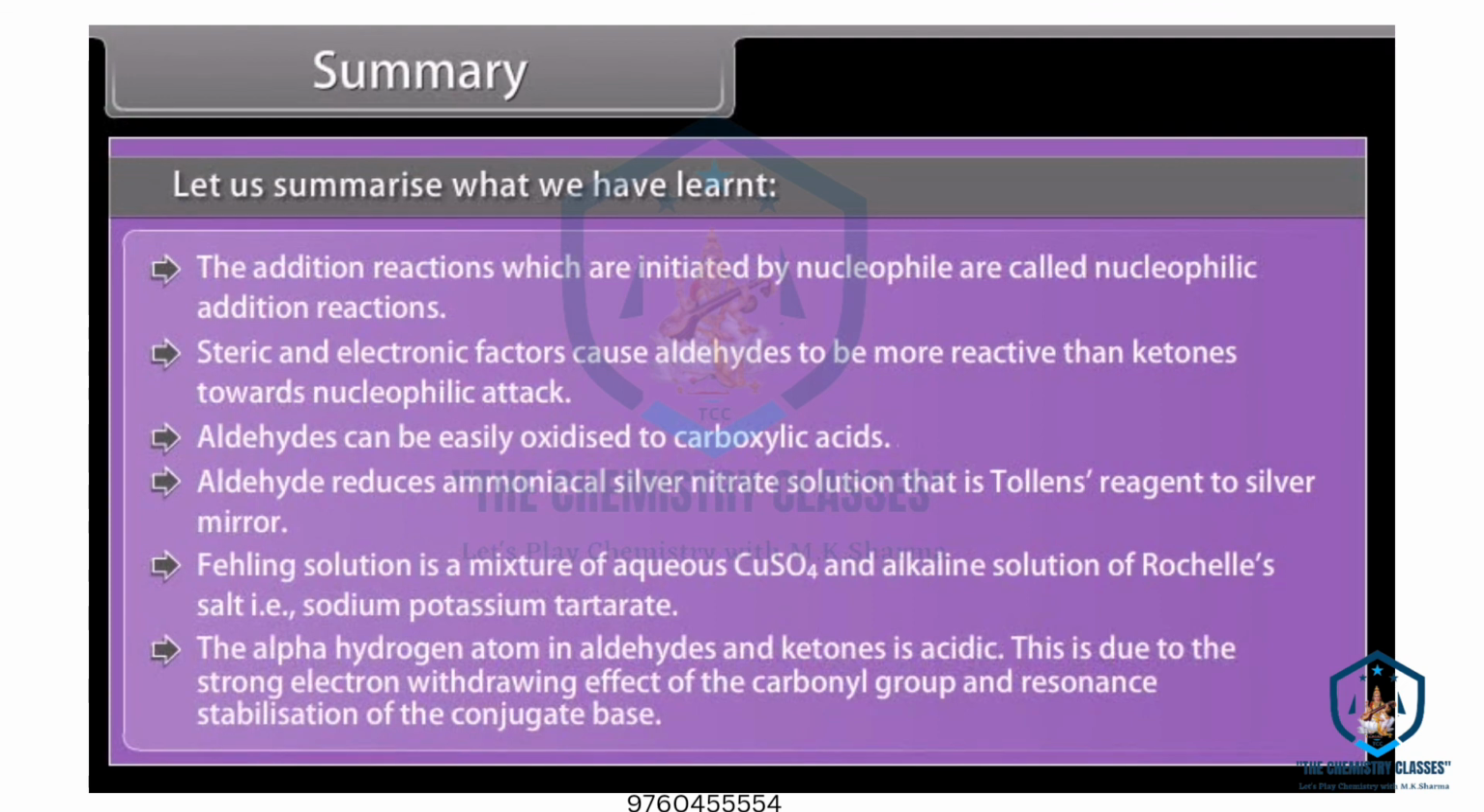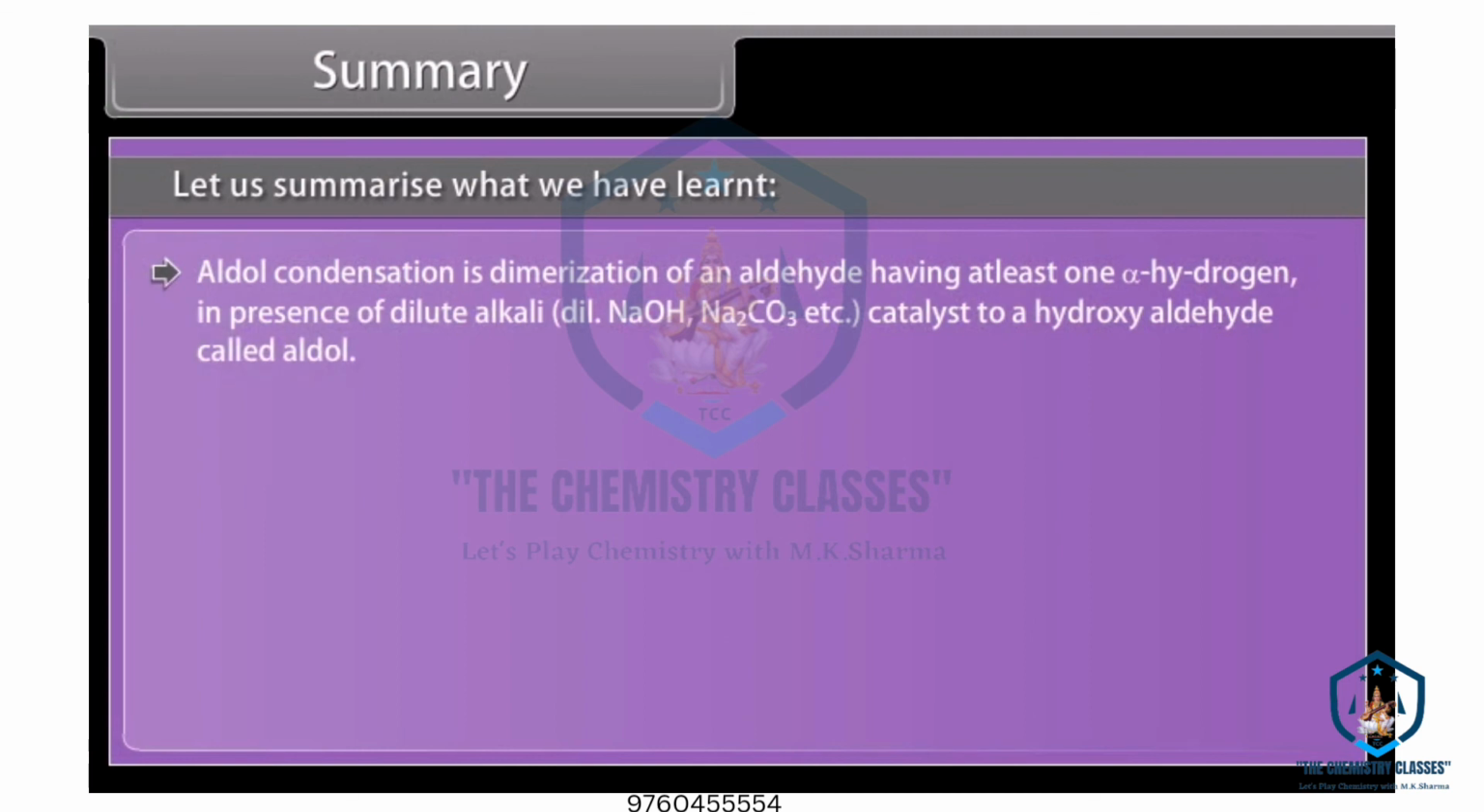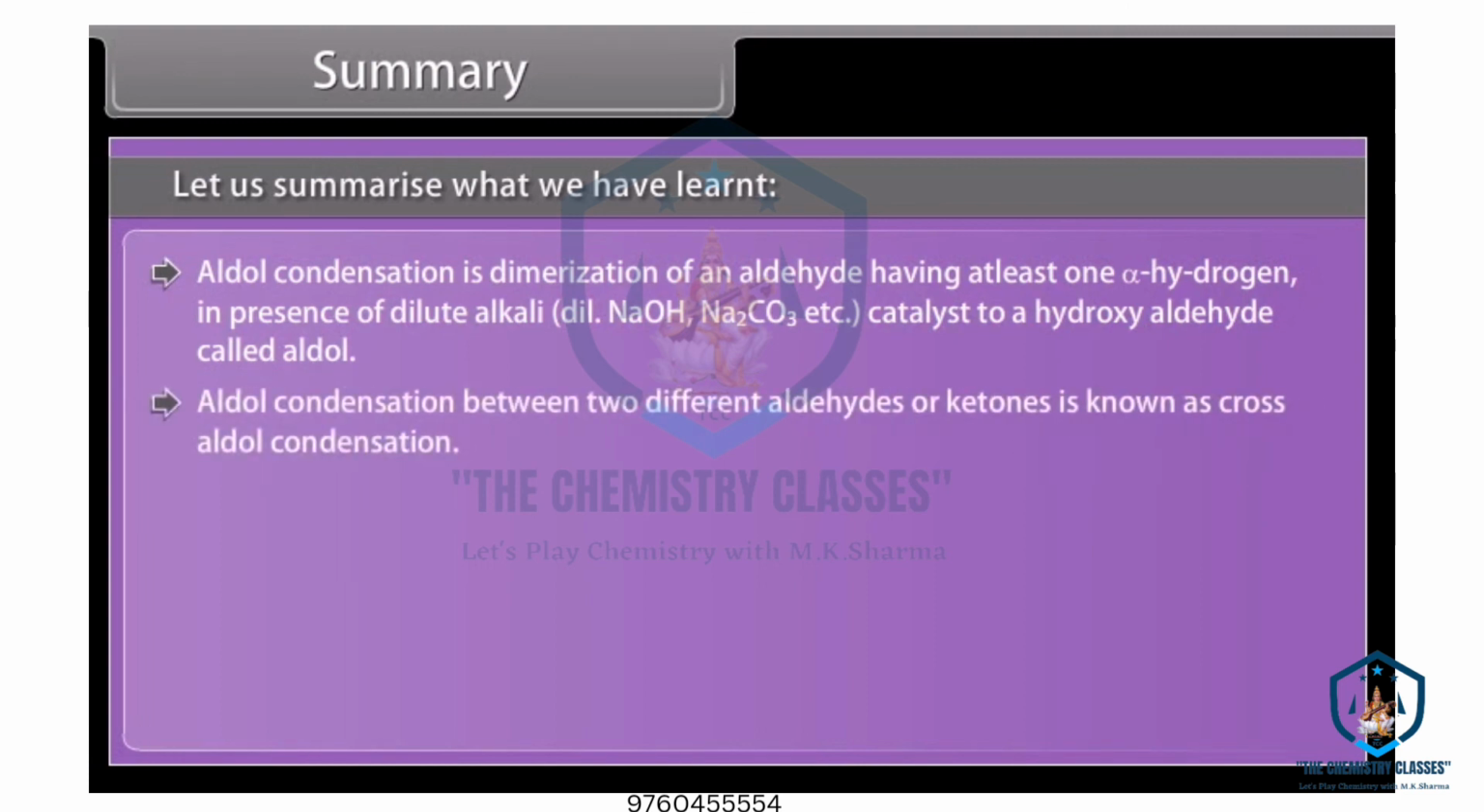The alpha hydrogen atom in aldehydes and ketones is acidic. This is due to the strong electron withdrawing effect of the carbonyl group and resonance stabilization of the conjugate base. Aldol condensation is the dimerization of an aldehyde having at least one alpha hydrogen in the presence of dilute alkali such as dilute sodium hydroxide, sodium carbonate, etc., catalyst to a hydroxyaldehyde called aldol. Aldol condensation between two different aldehydes or ketones is known as cross-aldol condensation.